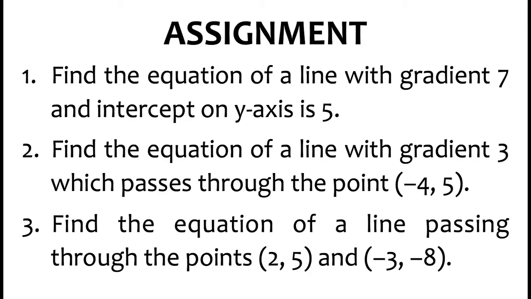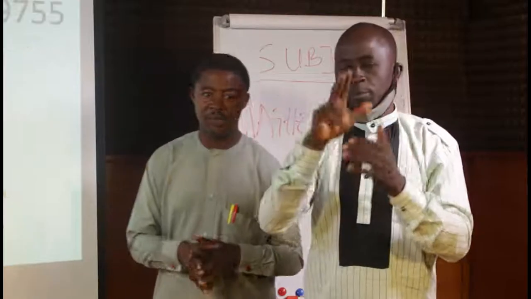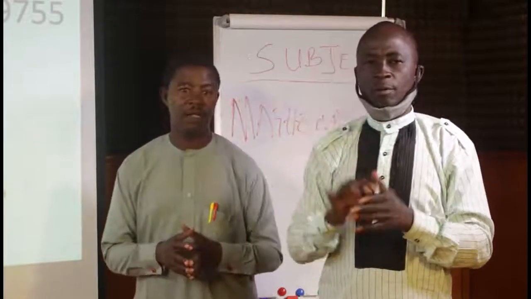The last question. Find the equation of a line passing through the points (2, 5) and (minus 3, minus 8). The question again, number 3, find the equation of a line passing through the points (2, 5) and (minus 3, minus 8). That brings us to the end of the lesson.